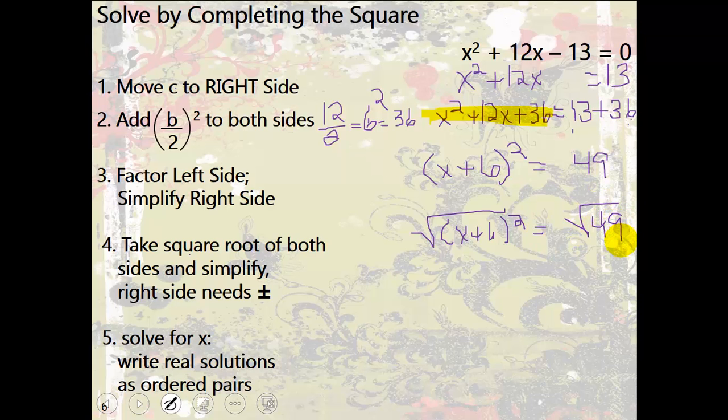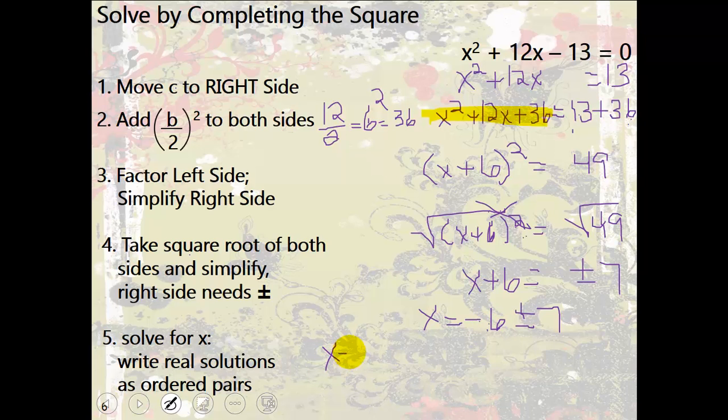Whenever we have the square root of something being squared, these undo each other. So I get x plus 6 is equal to plus or minus the square root of 49, which is 7. So now I'm going to solve by moving my 6 over, subtracting 6 from both sides. So I get x is equal to negative 6 plus or minus 7. Notice that I always write this in the front. Just kind of helps the process flow easier.